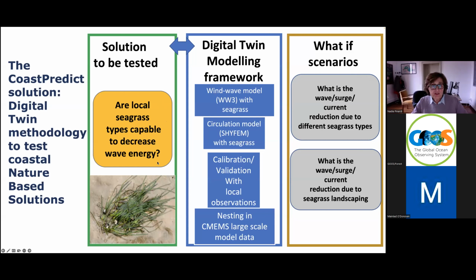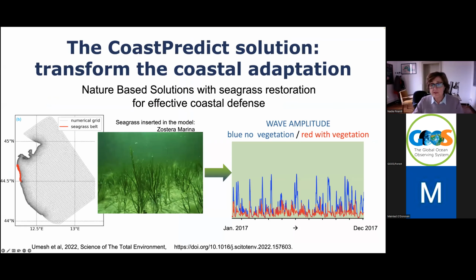We can answer questions like, is local seagrass capable of decreasing wave energy? And do what-if scenarios. Here is an example that we did for my coastal area, the Emilia-Romagna coastal area, with these highly resolved unstructured grid models, where we can put models of seagrass, and this is a particular one that is endemic of our region, Zostera marina, and then show that under various circumstances there is a dramatic decrease in wave amplitude.